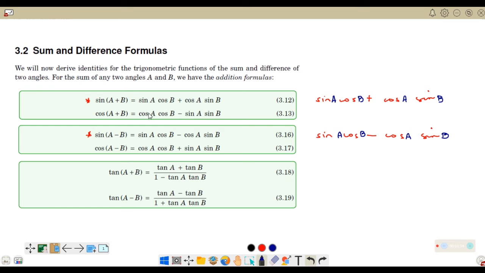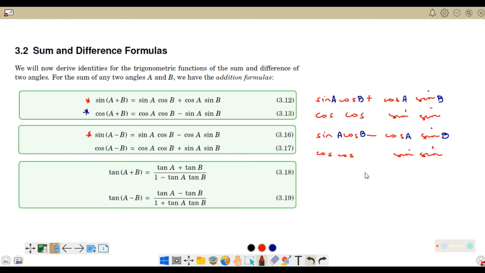So, dito, sa kabila, we have the cosine. Kung ang ginagamit natin dito na keyword ay sin, cos, cosine, dito naman, we have cos, cosine, sin. Para madali siyang tandaan, pag sine, sin, cos, cosine. Pag cosine, cos, cosine, sin. Okay? Cos, cos, sin, sin. Sa difference, ganun din. Cos, cos, sin, sin.